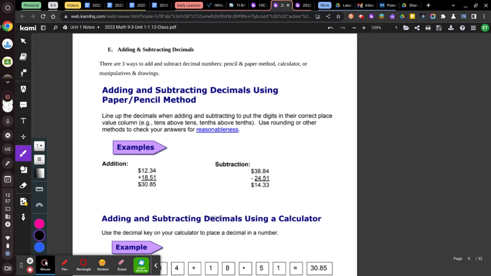Okay, now we're going to look at adding and subtracting decimals. The most important thing with adding and subtracting decimals, again, is to line up the decimal places. That's what we're actually doing. We're lining up the decimal places, and that's how you're going to add straight up and down.